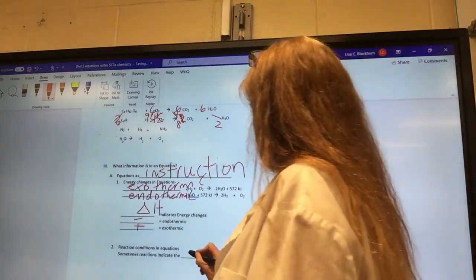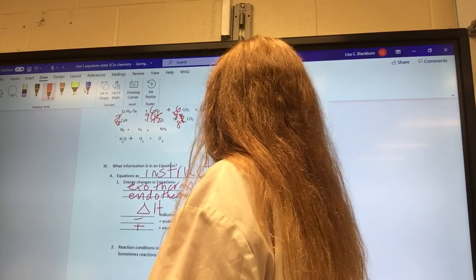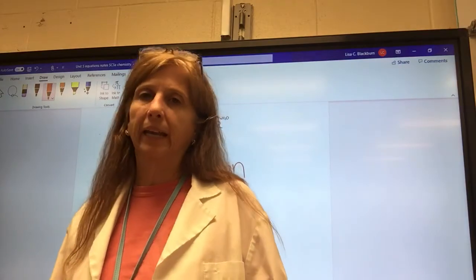Reactions also will sometimes tell you the state of matter, if it's solid, liquid, or gas. And we'll stop there and pick it up tomorrow. So part 2, come back.